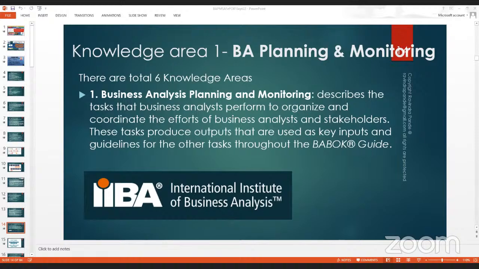So last time, we had a good look at... okay. Last time we basically started understanding the knowledge areas, right? So the first knowledge area is business analysis planning and monitoring.